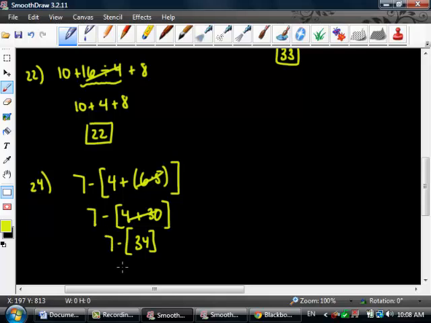7 minus that quantity. What's 7 minus 34? We're up 7 feet, and we're going to dig down 34 feet. How many feet are we underneath now? Is it going to be positive or negative? Got to be negative, right, Nate? Negative 27. That is what I'm looking for.